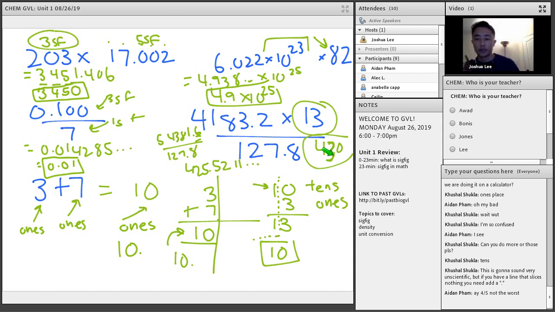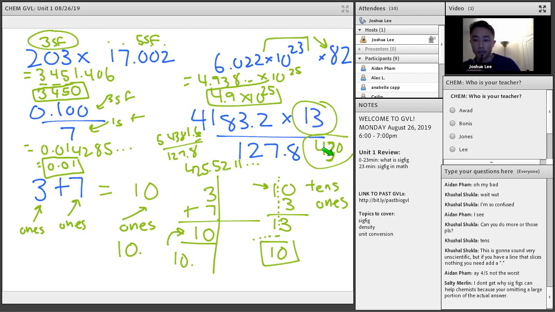This is going to sound very unscientific, but if you have a line that slices nothing, you need a dot. If you have a line that slices nothing. Oh, like with the 3 plus the 7 one.